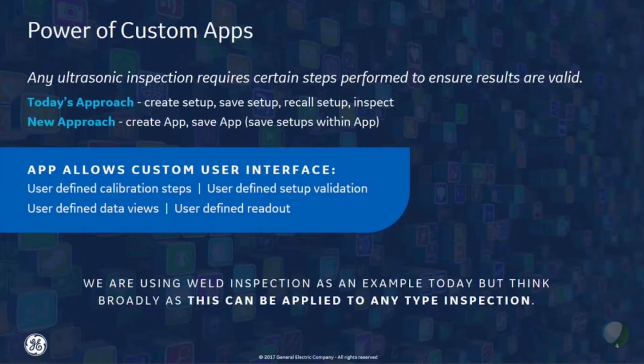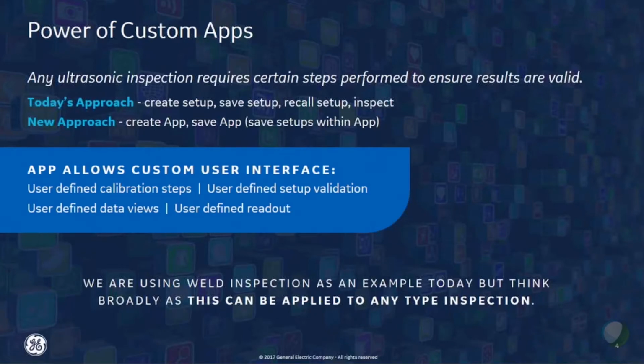So you know the screens they'd be looking at, or you'll be looking at, as you do an inspection. If there are any validation steps, you want to make sure they're performed. If there are certain data views, maybe they're looking at an asset from a certain point of view, or whatever you want, you can define that in that user interface that's pertinent to your inspection application.